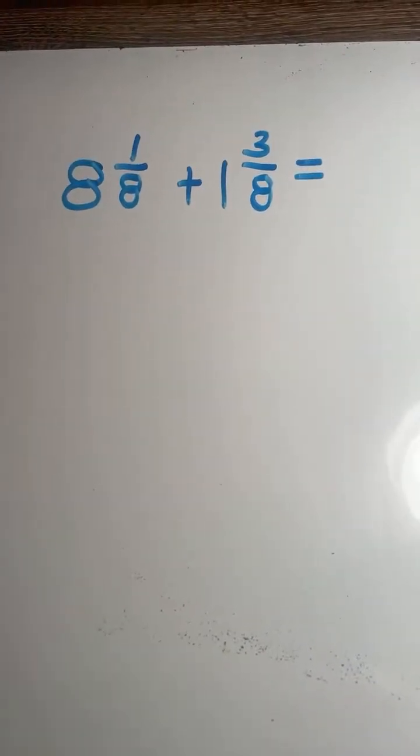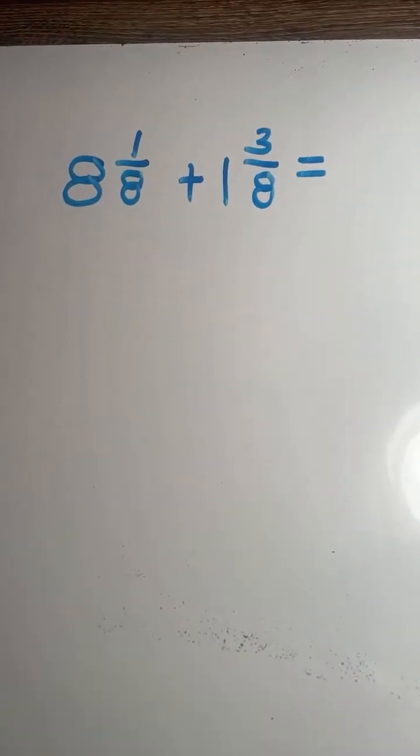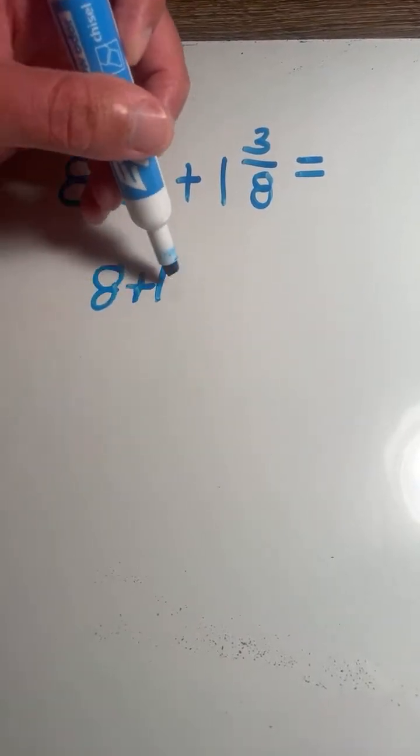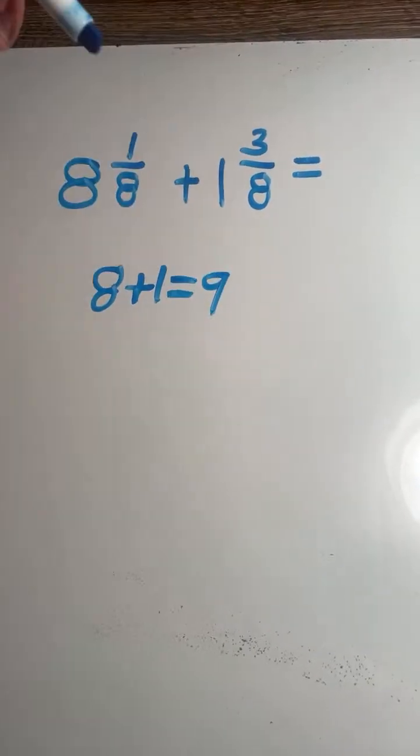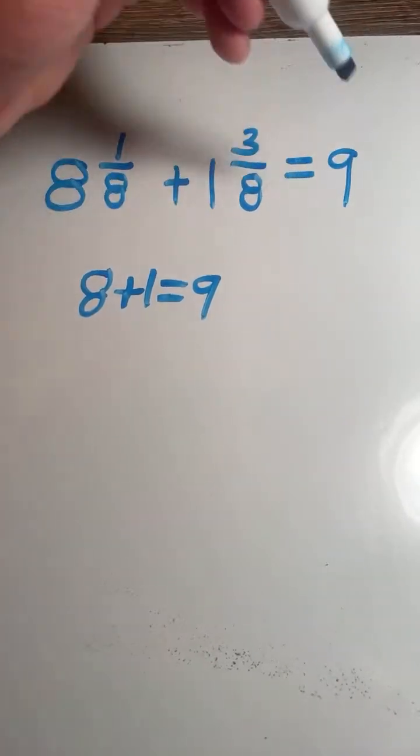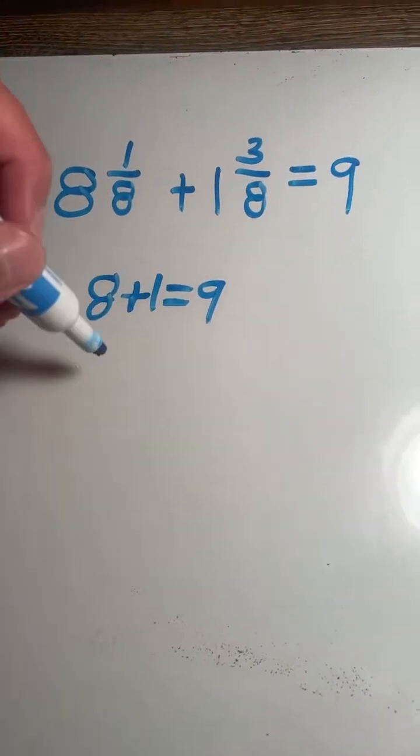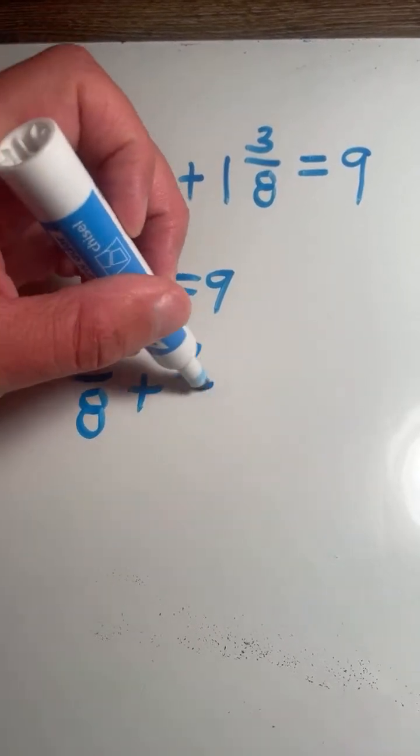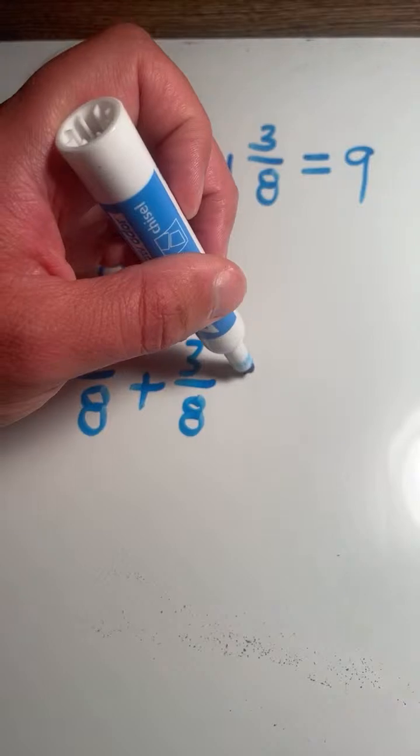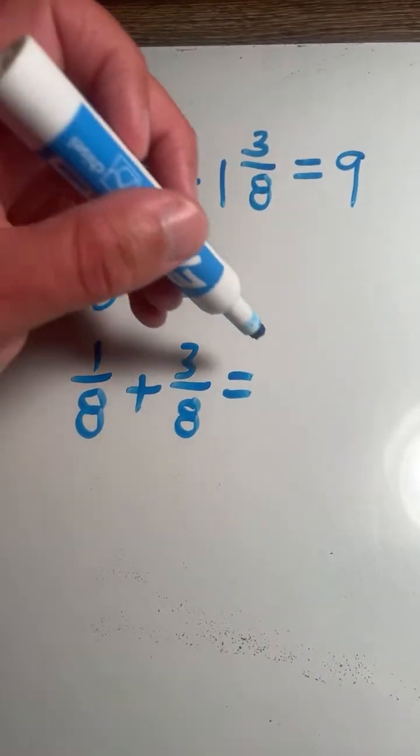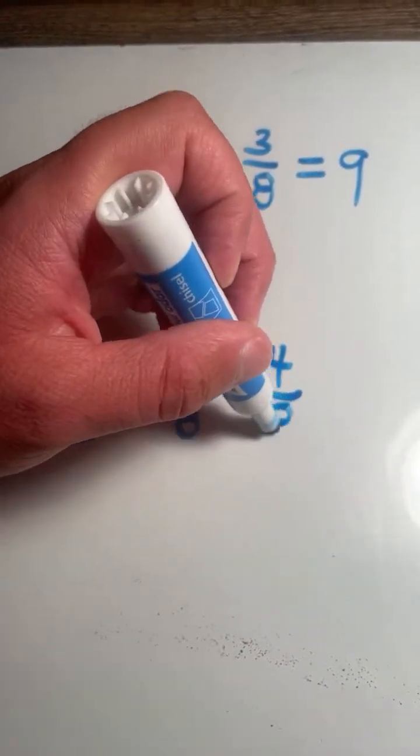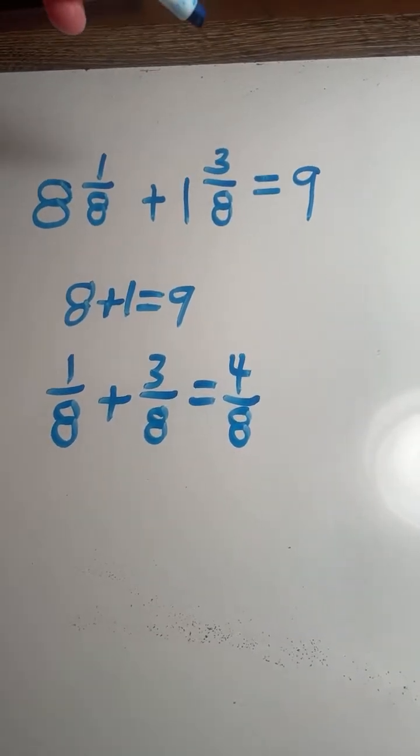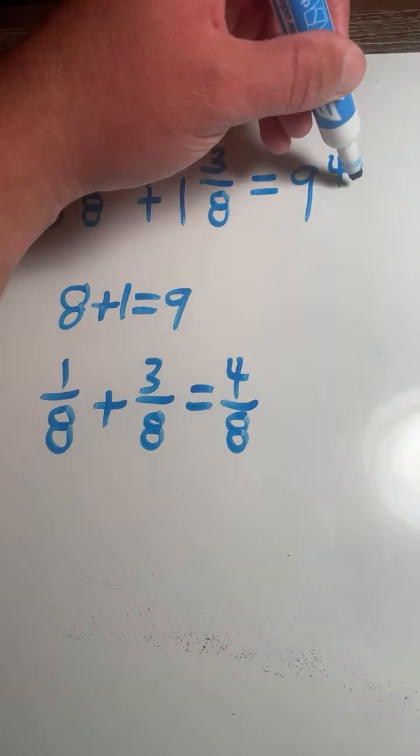8 and 1/8 plus 1 and 3/8. So step 1, we add our whole numbers. 8 plus 1 equals 9. So 9 is our whole number. Step 2, we add our fractions. 1/8 plus 3/8 equals 4/8. So we have our answer, 8 and 1/8 plus 1 and 3/8 equals 9 and 4/8.